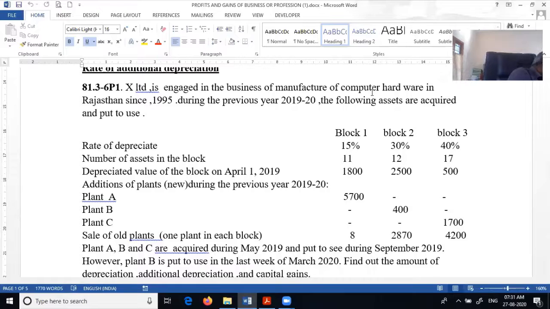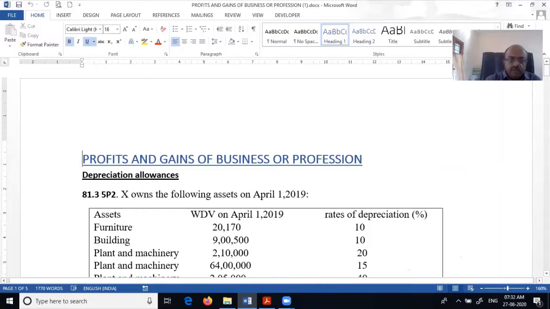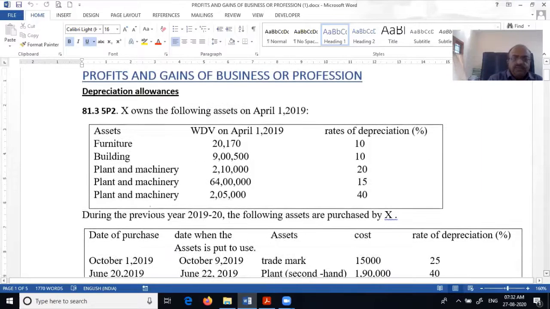Can one of you read the problem? Venus, can you read the problem? I'll send it to you, the normal copy, because it's not typed here. That's why I have to get it typed and then do it. So this is addition depreciation one. This one is the second problem. Anyway, can you read the first problem, Venus?